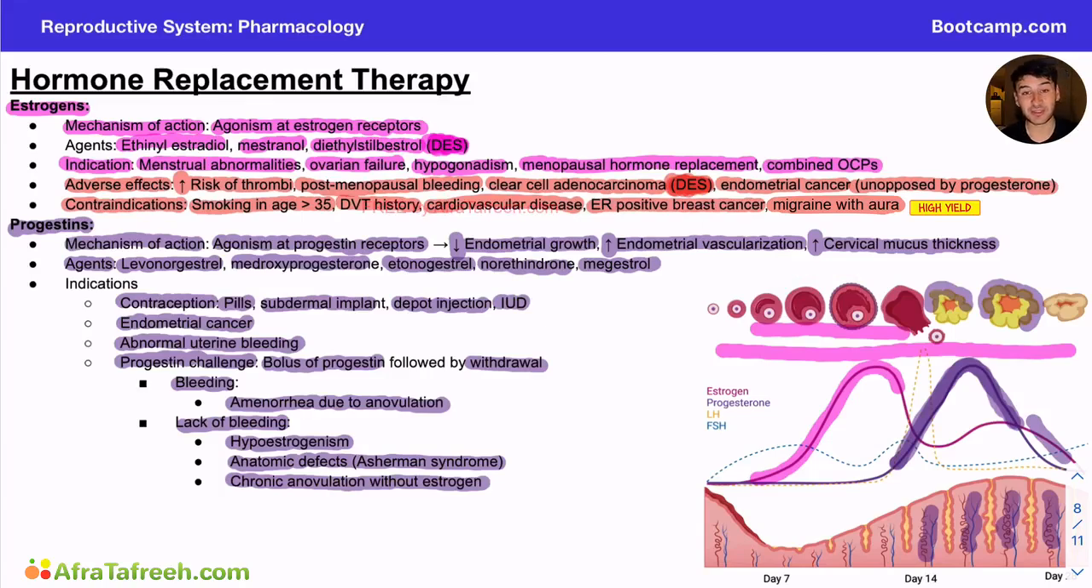So I just like to think of the progestin challenge as saying, here's a big bolus of progesterone, we're going to withdraw it. If you have an endometrium to slough, you should be able to slough it, and that's when we expect to see bleeding. So it's important to understand the physiology of this because it's something I like to ask about on test day. And then also it's important to understand the contraindications for estrogen. Those are the two most high-yield things in this video that I want you guys to focus on in your studying.